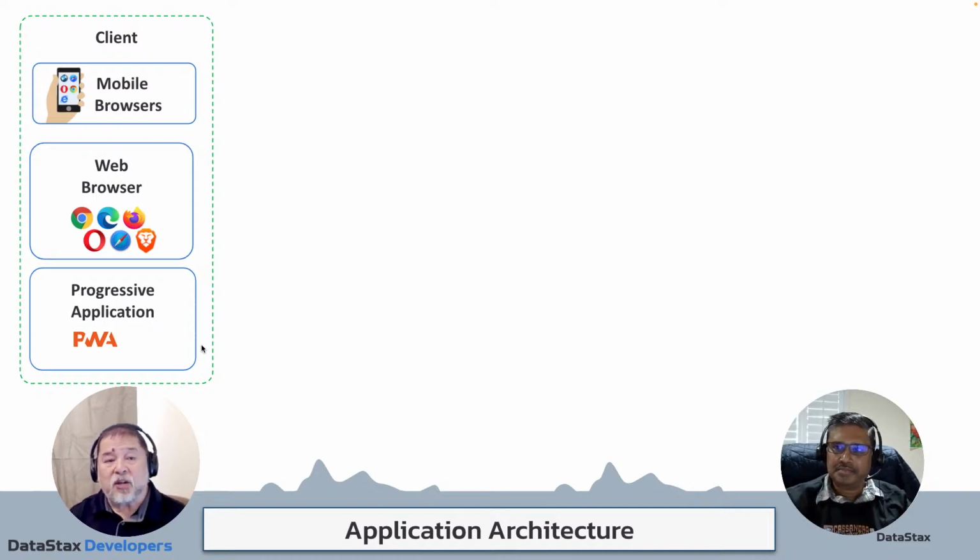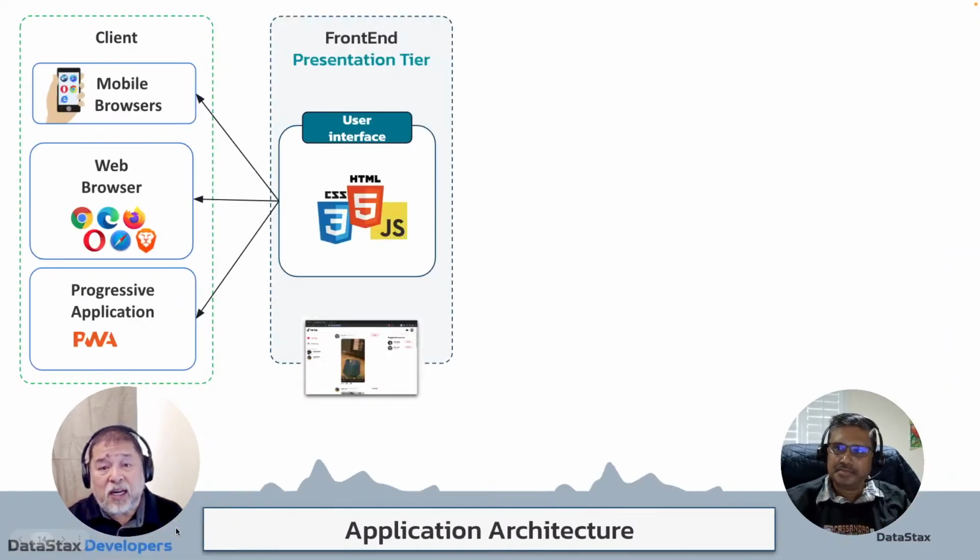So the application architecture to which we'll be building is a web application. It's going to run in browsers. Which browsers? Well, any browsers. That's the beauty of HTML5 and standardization. You can run in mobile browsers. You can run in desktop browsers. It is a progressive web application, and that's going to be our client built using the most popular JavaScript application framework, which is React today.